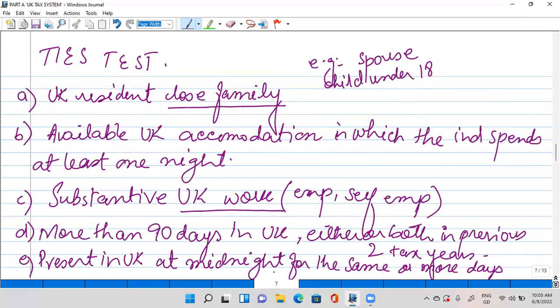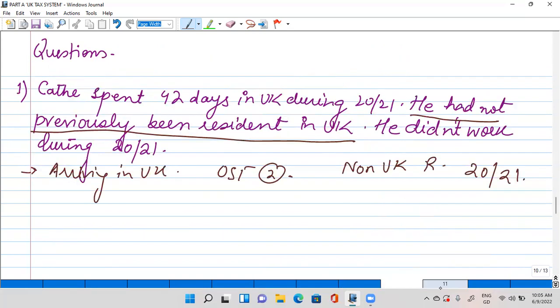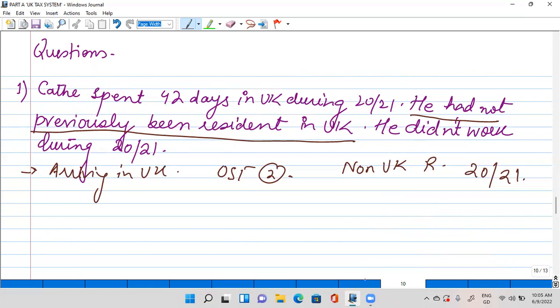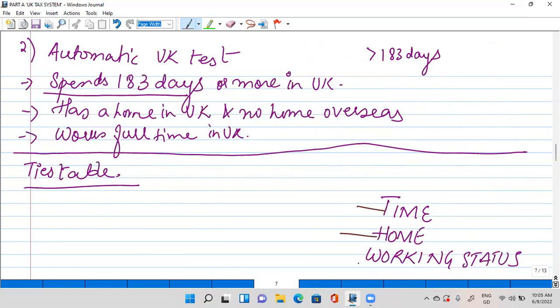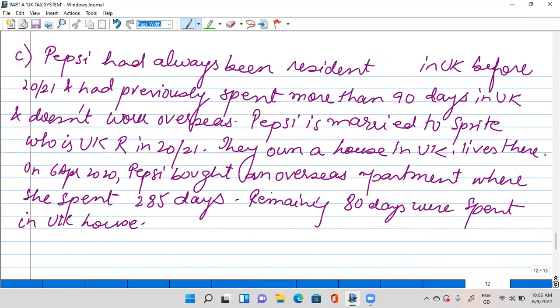Now look very carefully how. It's not only about the time. We have to look for the home. And where is her home? What is mentioned in the question? Her only home is in the UK. So then she is an automatic UK resident. So you have to look for these three determinants: time, home, and the working status. This is what you have to look at in your case study. Okay, moving forward now. This one.